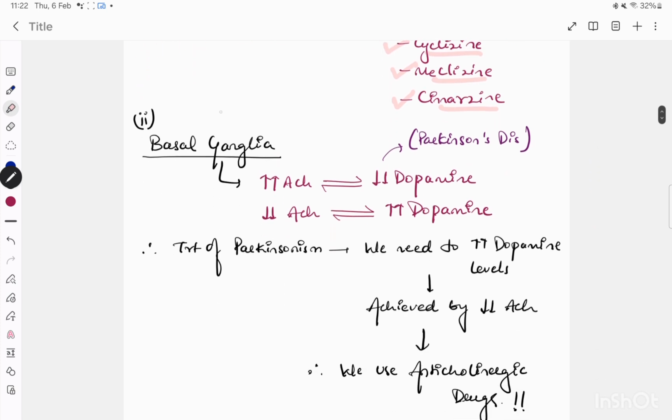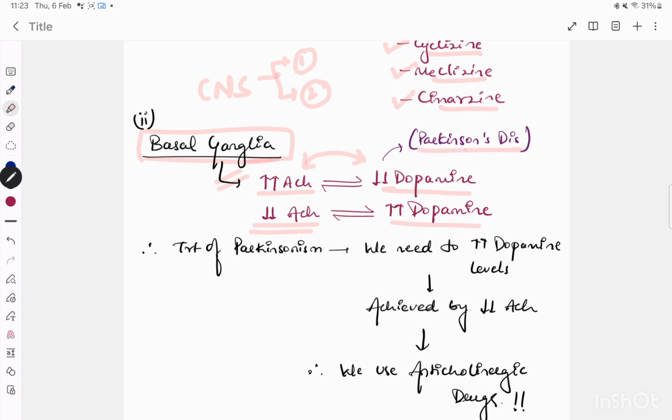So moving on to the second part, in the CNS only, first we finished the CTZ area. Now we are moving to the basal ganglia. Okay, in basal ganglia, this is what happens. This is the relationship between acetylcholine and dopamine, how they are related to each other. If acetylcholine is more, dopamine will be less. And if acetylcholine is less, then dopamine will be more.